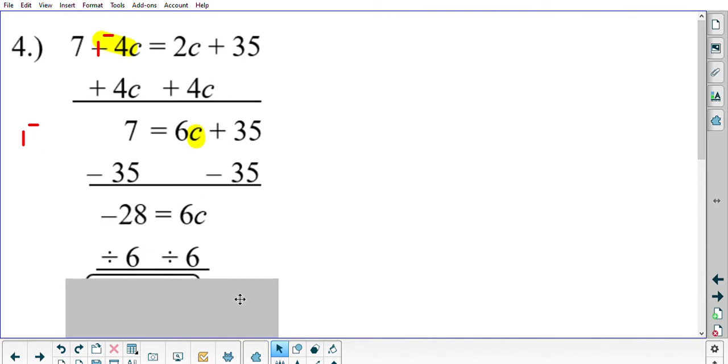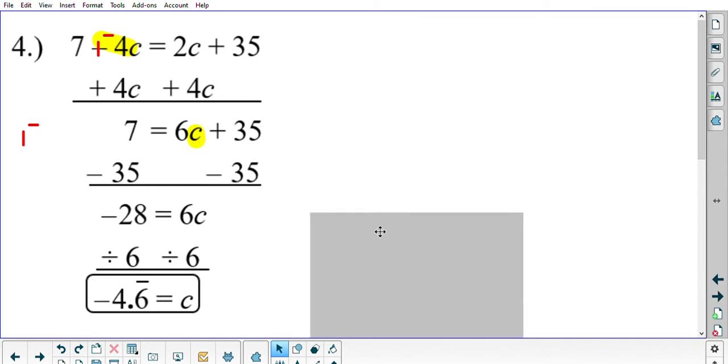You would divide by 6 because that's the inverse of multiplying by 6. And that gives you negative 4.6 repeating, or negative 4 2/3, or an improper fraction. It's your choice which way you want to give it. And that's how that problem works.